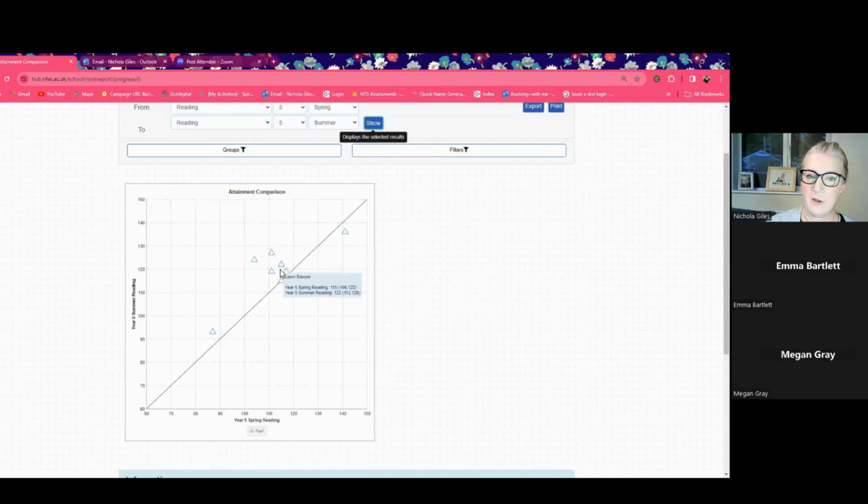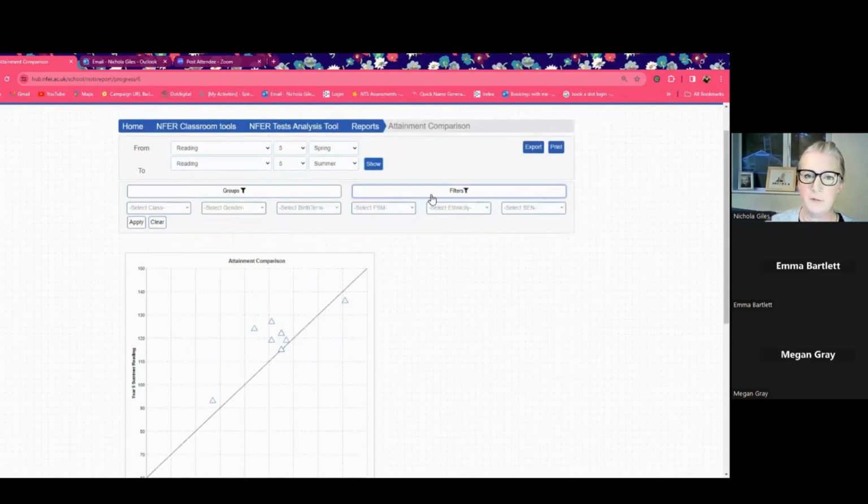And then you'd be able to have a look at where those children are sitting much closer to the line, and where it might be that you're indicating about questioning within class about those children that are a little bit further away from that expected progress line, and about the difference between spring and summer. Is it going in the right direction?